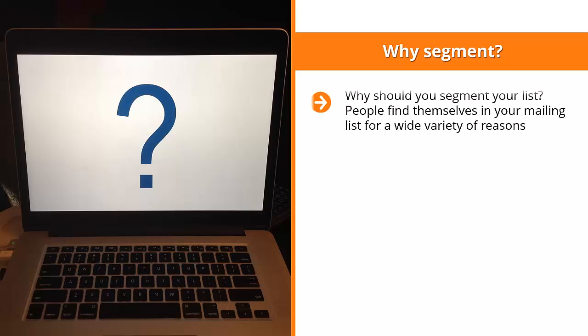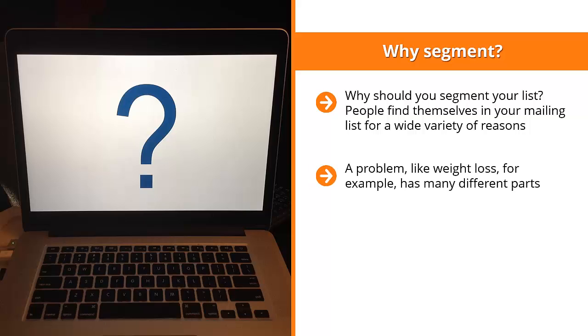Why segment? Why should you segment your list? People find themselves in your mailing list for a wide variety of reasons. While they share a common interest in your niche, that's probably the only thing they have in common. They can all agree on the one problem your niche focuses on. Despite this, they might have different related problems they need solved.